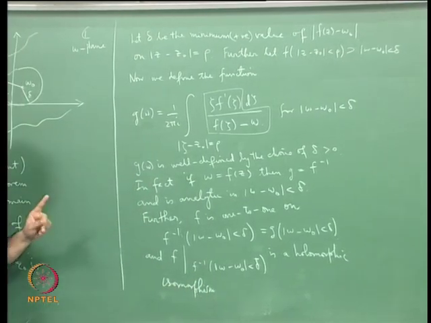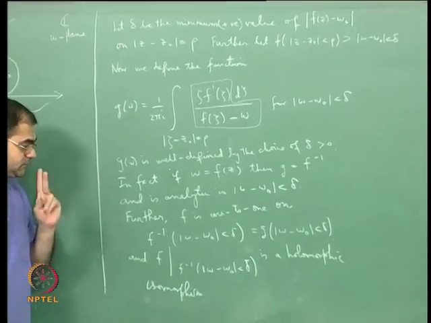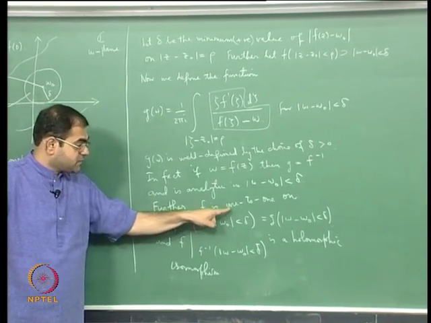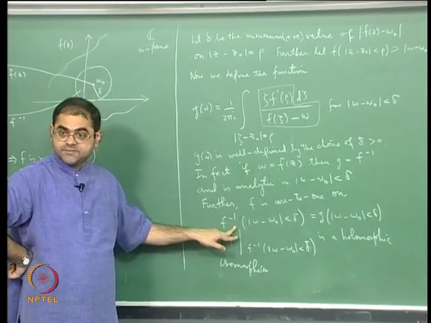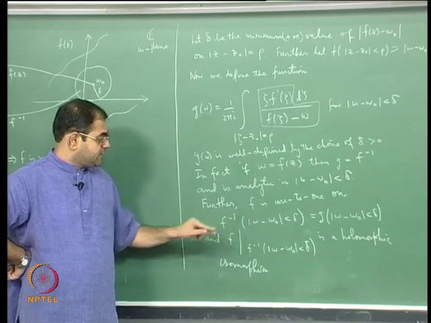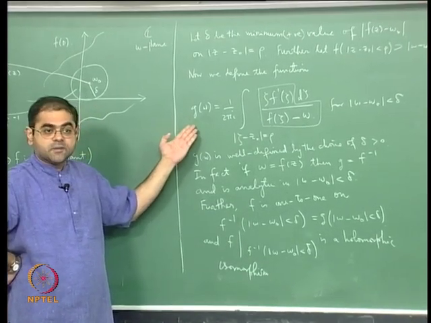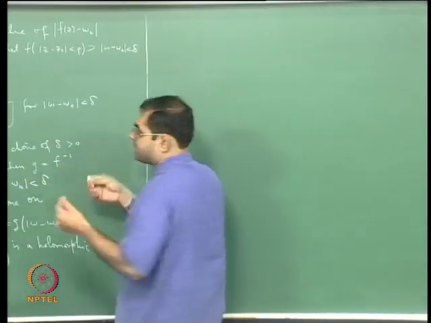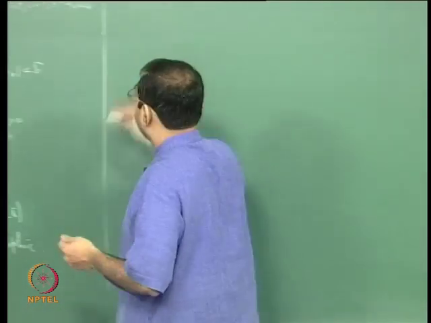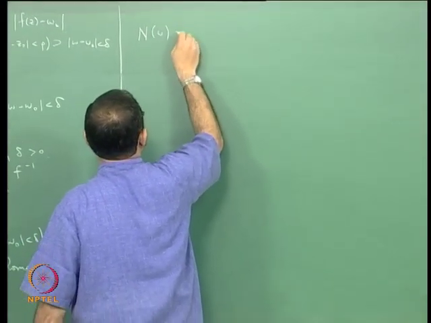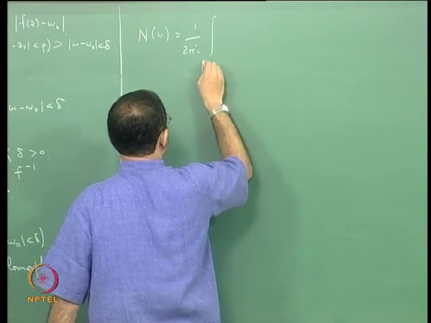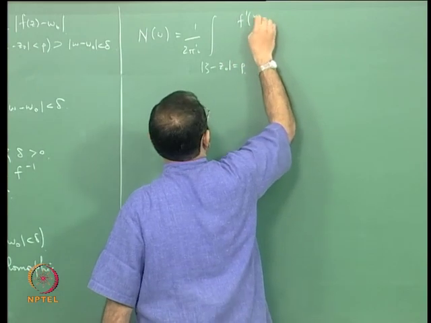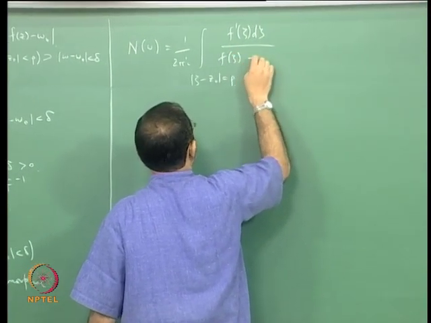Now the technical things that I want you to understand are 2 points. The first point is that F is 1-to-1 on the inverse image of this disk, and the reason for F being 1-to-1 is because of this formula. In fact, why F is 1-to-1 on that disk is also because of this function n of w that we defined. You can define the function n of w to be 1 over 2 pi i, integral over mod zeta minus z naught equal to rho, of f dash zeta d zeta by f zeta minus w.